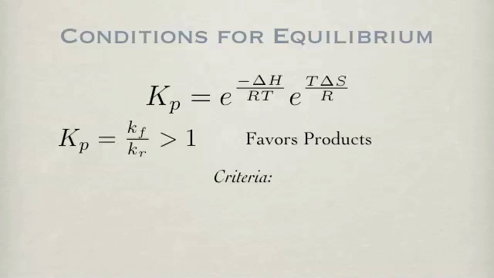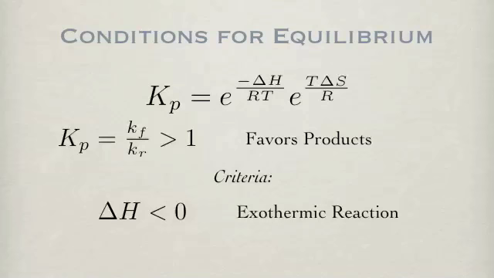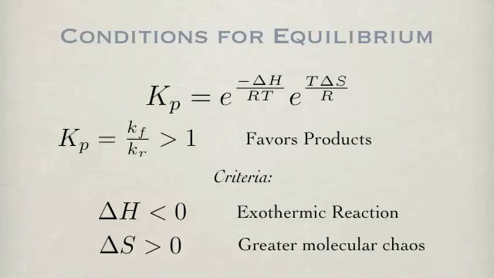An exponential is greater than 1 if the term in the exponential is greater than 0. So the first term says that if the change in enthalpy is less than 0, meaning the reaction is exothermic, then products are favored. The second term says that if the change in entropy is greater than 0, meaning there's more molecular chaos, then the products will also be favored. Note that this is not a proof, but rather an example of why the Gibbs free energy was defined in the first place.